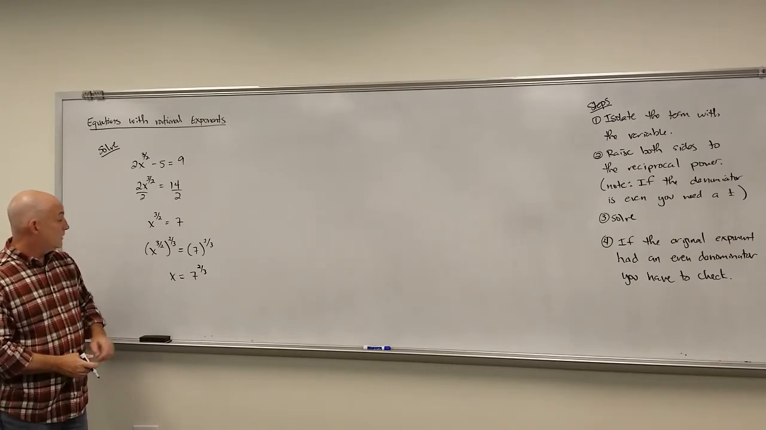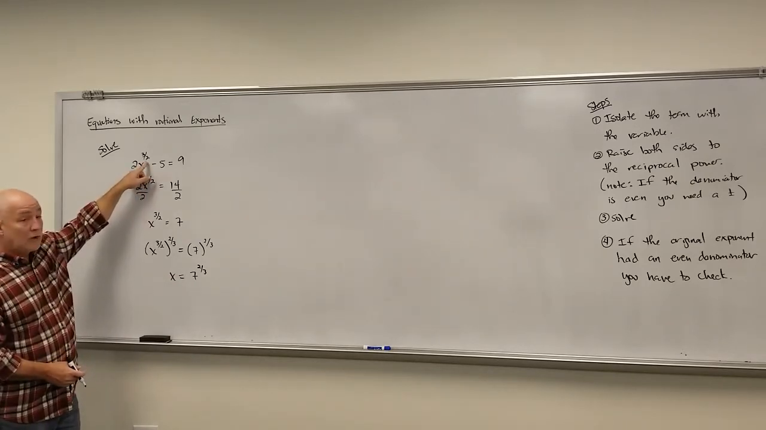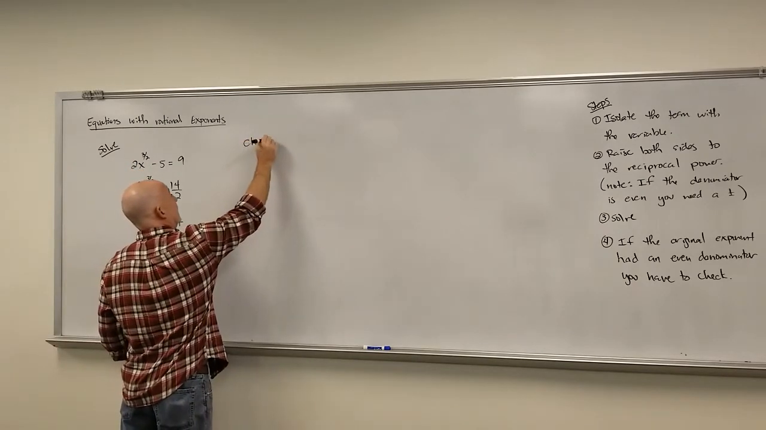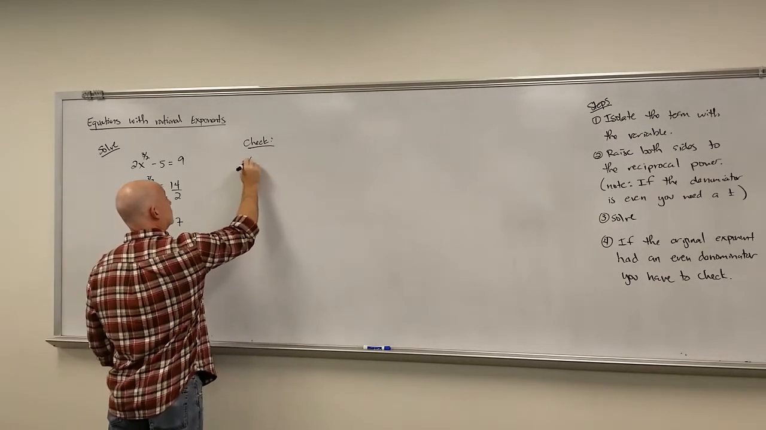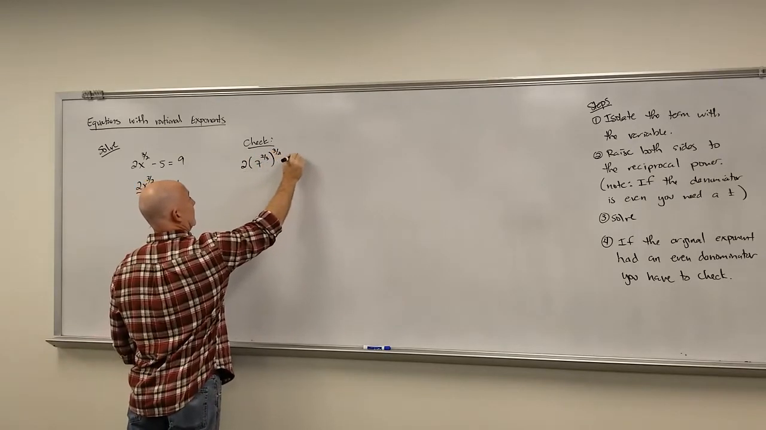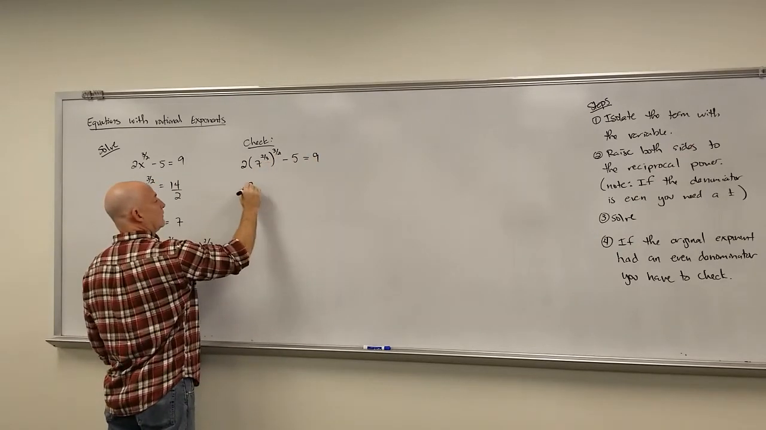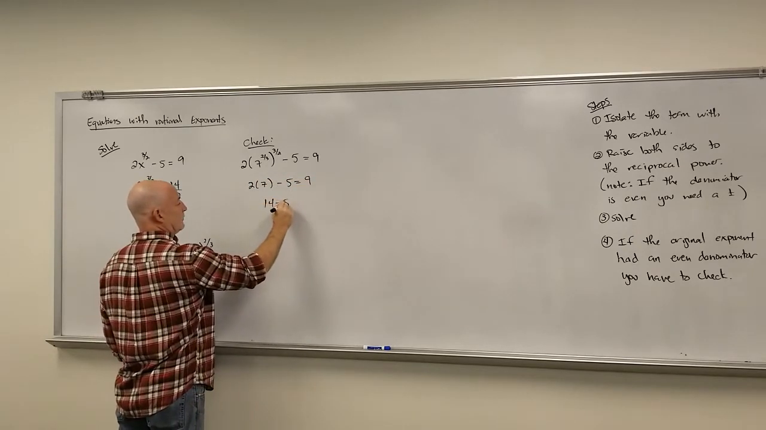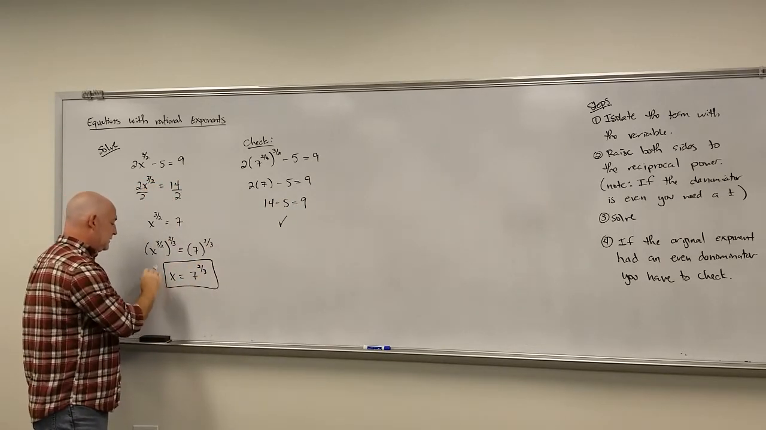Now, quick check. Do we have to check this answer? Well, our original problem did have an even denominator, so we have to check. You're like, oh my God, how am I going to check that mess? Well, believe it or not, it won't be as bad as you think. So this is going to be 2 times, our x was 7 to the 2/3 raised to the 3/2, minus 5 should be equal to 9. Again, power raised to a power here we can multiply, so that's just 2 times 7 minus 5 is 9. 14 minus 5 is 9. All right, so this does check, so that is our answer.